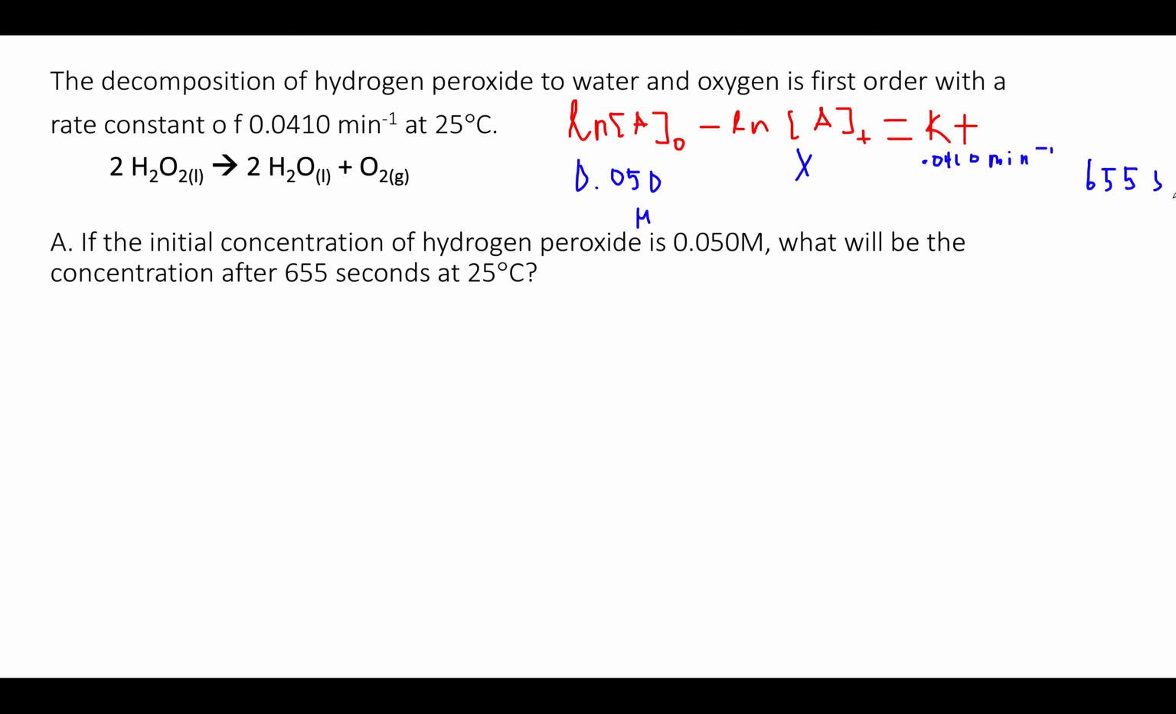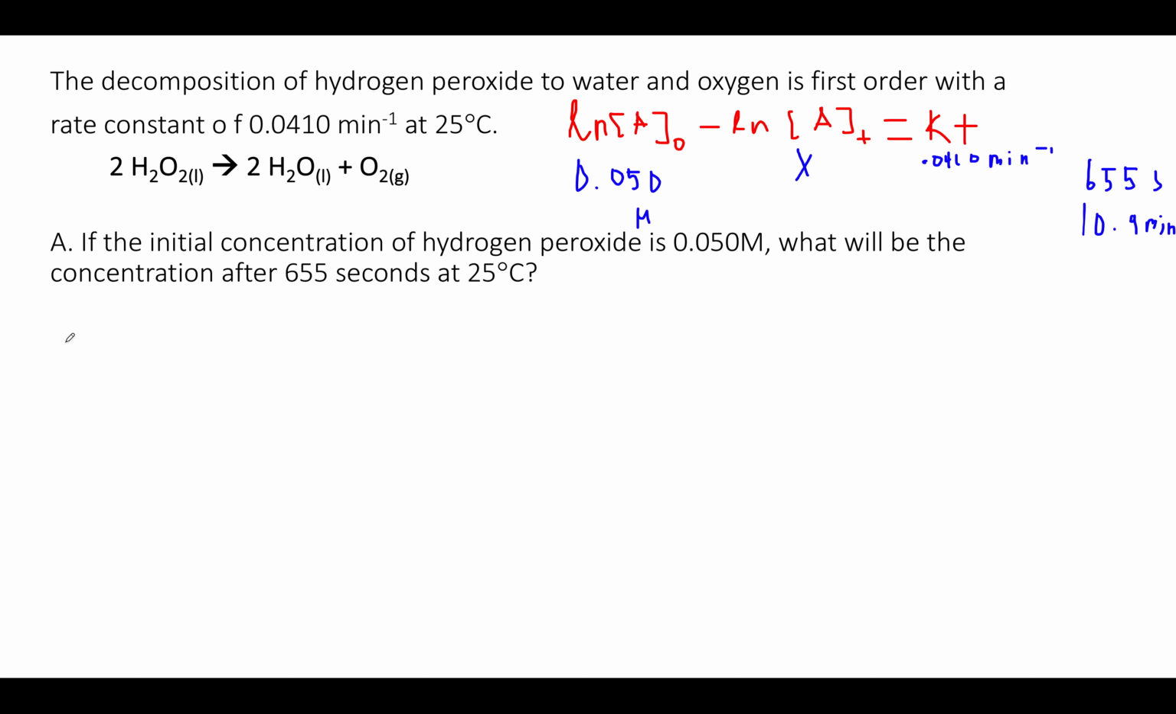Now, there is a problem within the problem here, and that is a common thing that occurs. The rate constant's units don't match the time. The rate constant's in inverse minutes, here the time is in seconds. To convert inverse minutes to seconds is a little bit more annoying and difficult. So I'm going to take the seconds and convert it into minutes. So 655 seconds in minutes is 10.9 minutes. I just divided 655 by 60 because there's 60 seconds in 1 minute. So now we can solve for the concentration at 10.9 minutes.